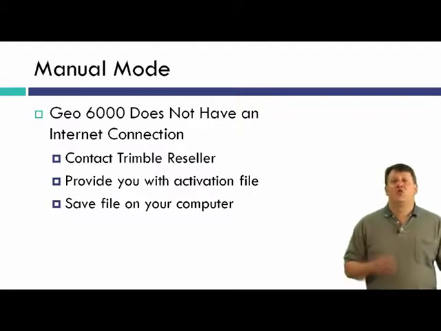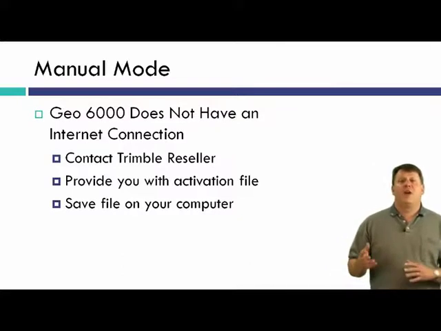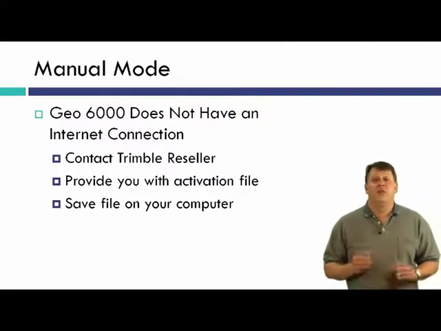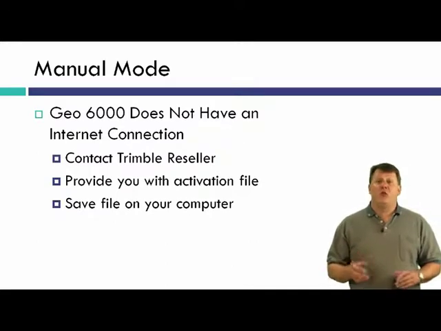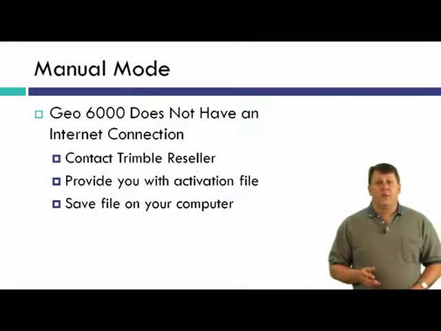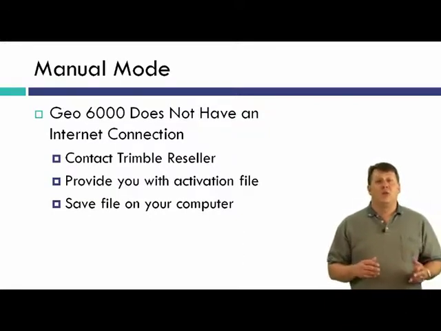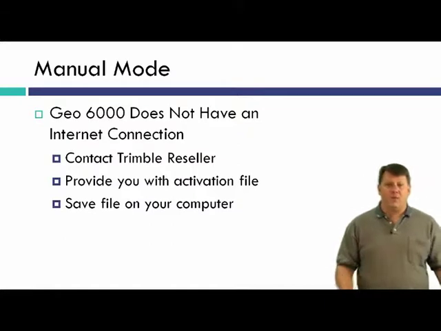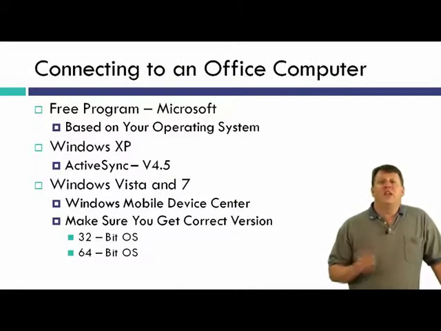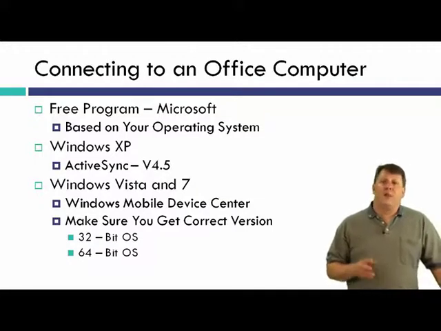Please contact your Trimble distributor if you cannot do the automatic method and provide them with the serial number of your device. They will be able to generate an activation file for you and send it to you electronically. Once you get this activation file, we want to save it on our computer. Remember where this file is saved on our computer, as we're going to show you how to perform a manual activation as well.